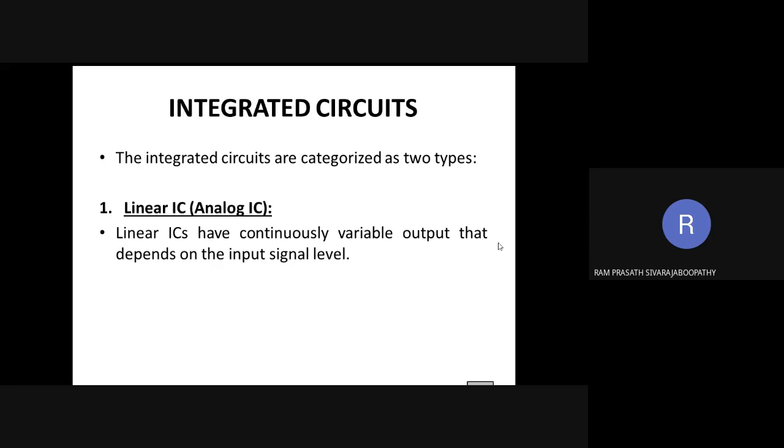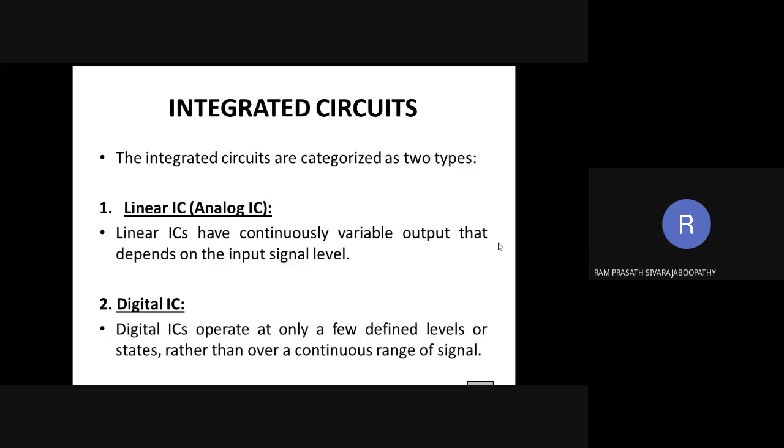Which have continuous variable outputs that depend upon the continuous variable input signals. Right? The other thing is digital IC, which is going to have defined levels or states. Generally, a digital IC has 2 states, either 0 or 1. All the inputs are either 0 or 1, over a continuous range of signal. Fine. So here we will have only digital inputs and digital outputs.